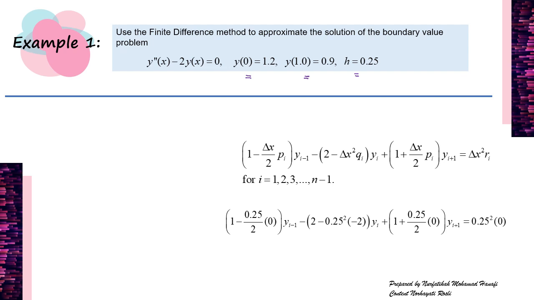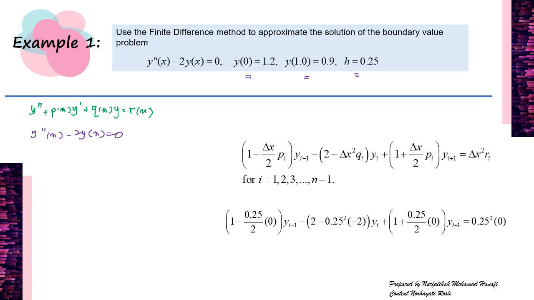Okay, firstly, let's write the general form of our equation. The general form is y'' + p(x)y' + q(x)y = r(x), and we compare with our equation. So this is our problem: y''(x) - 2y(x) = 0.